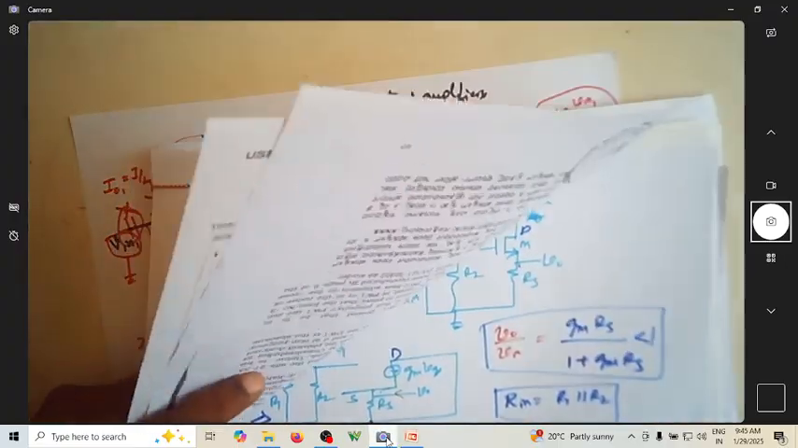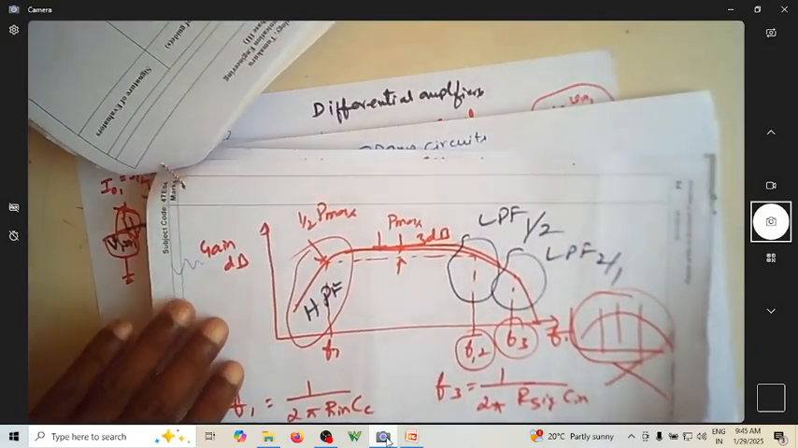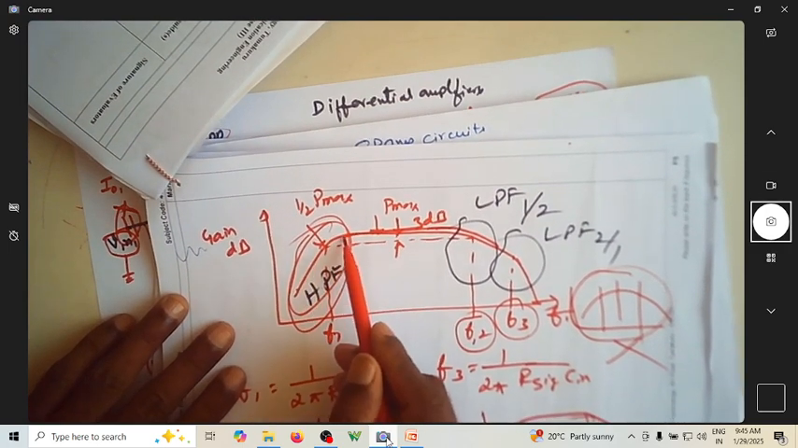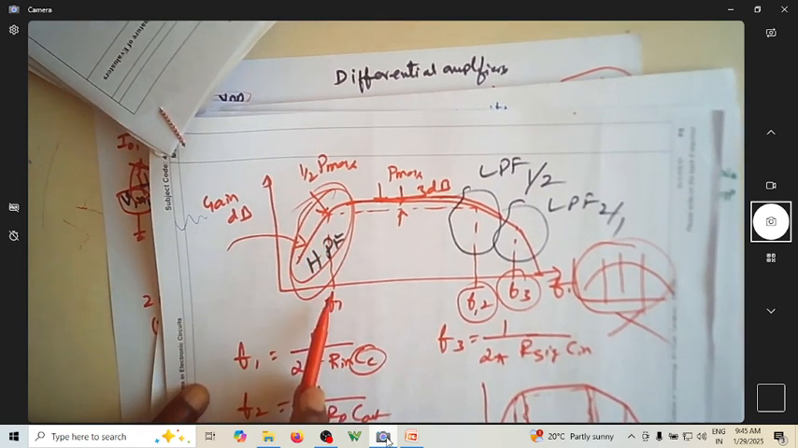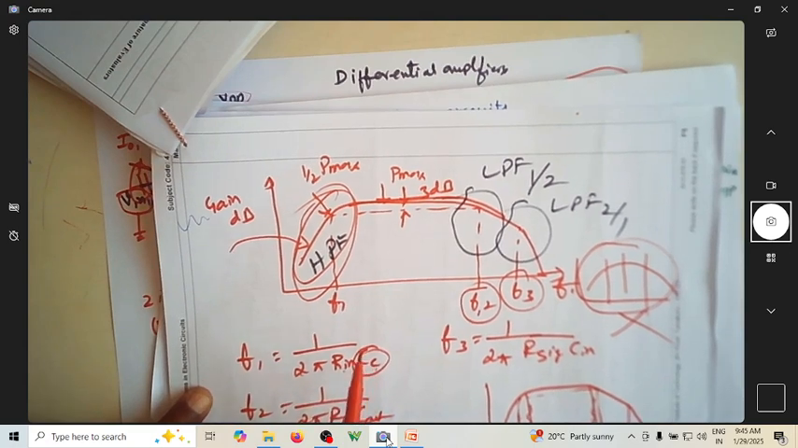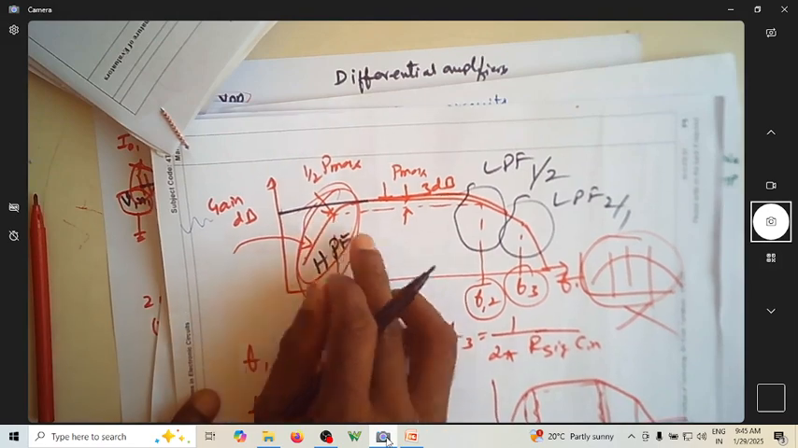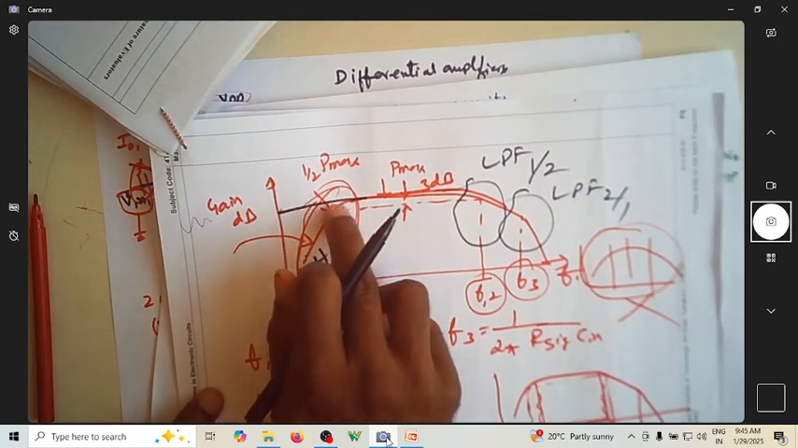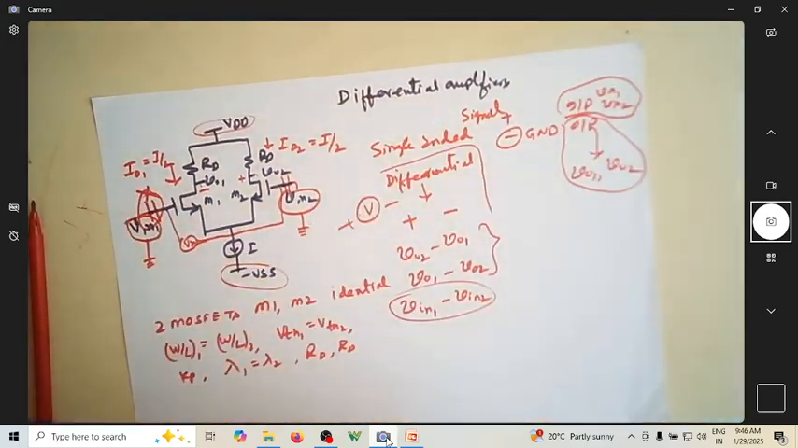While discussing the frequency response in the last videos, we identified that this part of the frequency response is decided by this CC. Whatever cutoff frequency F1 you got comes from 1 over 2 pi R in CC. Suppose this CC itself is not there, then there is no cutoff frequency here. A differential amplifier will not have this CC, so it will not have this cutoff frequency at all.